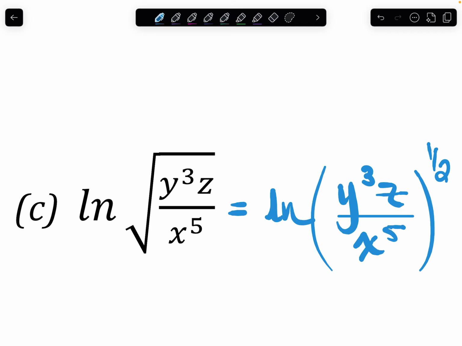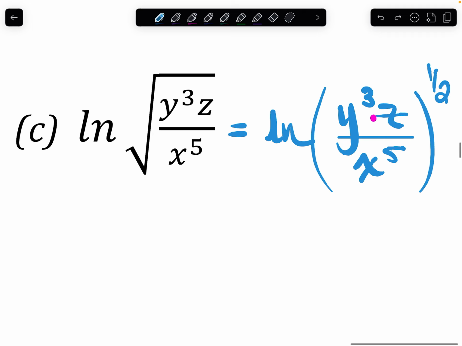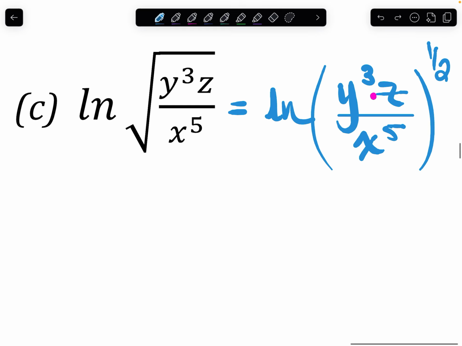If you're going to move this 1/2 to the front first, remember, it is also going to the front of every other log you create. So when we separate the multiplication between the y and the z, the 1/2 has to go on the front there. When we separate the division with the x to the 5th, the 1/2 also has to go on the front. So this might be one you want to take more than one step on.